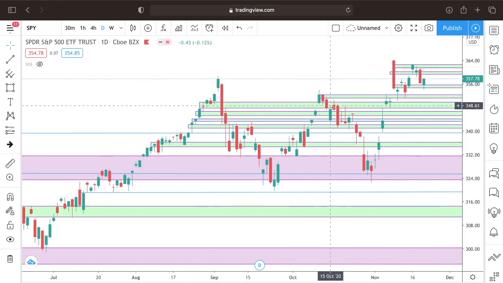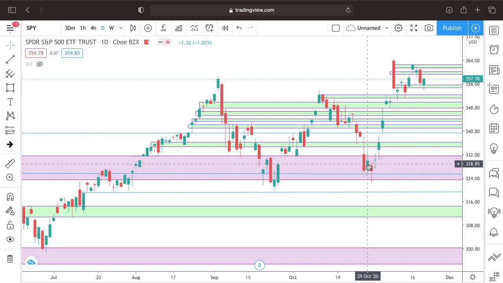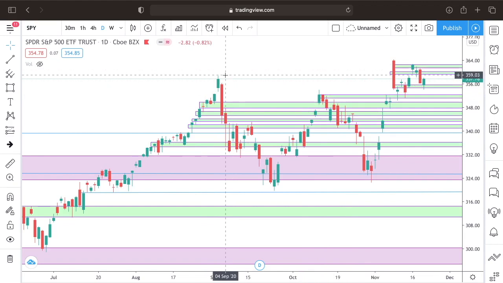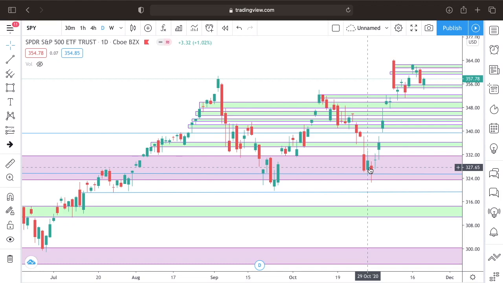As prices were pushed to the downside over here, there were signs that this might be a potential double top pattern, as indicated by this first top and this second top. And a double top pattern is a bearish signal for us as investors and traders. However, for a double top pattern to be confirmed, we want to see prices break below this area of support.